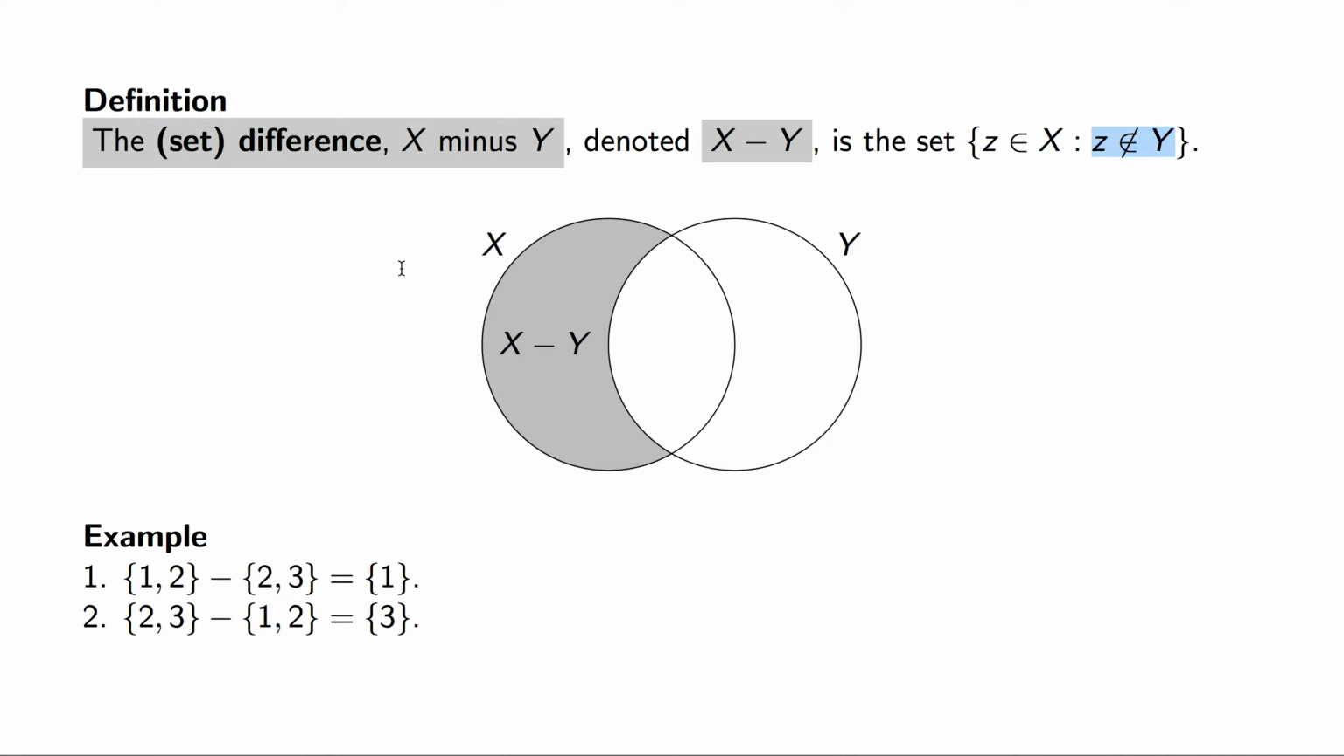Here is a visualization. In this diagram, the difference of x and y is the shaded area.